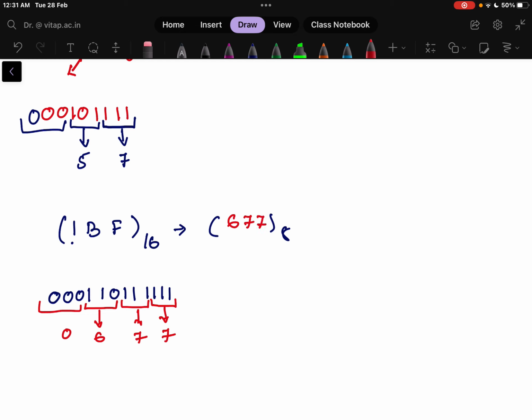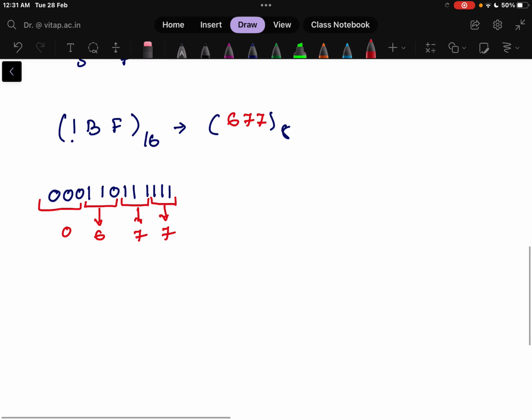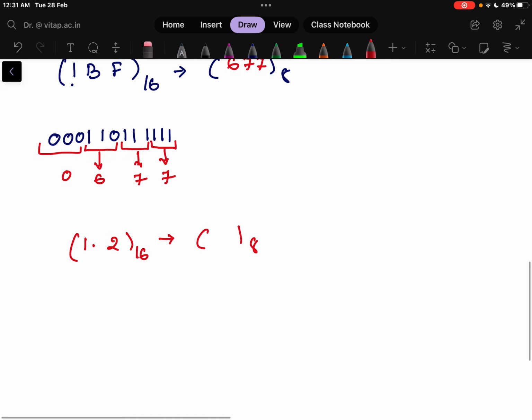Next, if there is a decimal point, then how to do it? Let us take a decimal point. If I write 1.2 in hexadecimal number system, what is the equivalent in octal number system? If a decimal point is there, the process is the same, only the grouping mechanism changes. Just write the binary equivalent of the numbers in the hexadecimal number system. So for 1 it is 0001, then the point, then 2 is 0010.